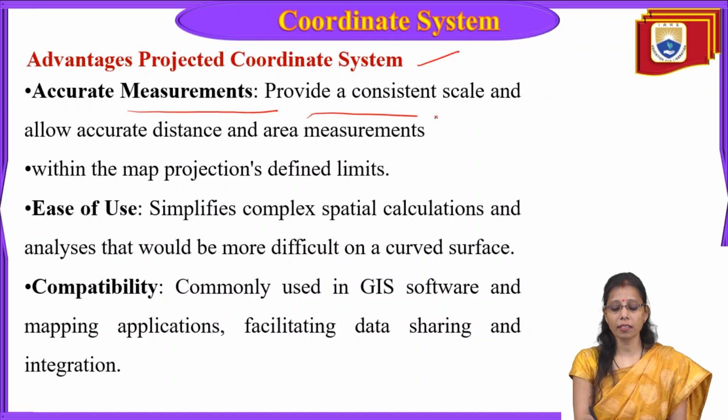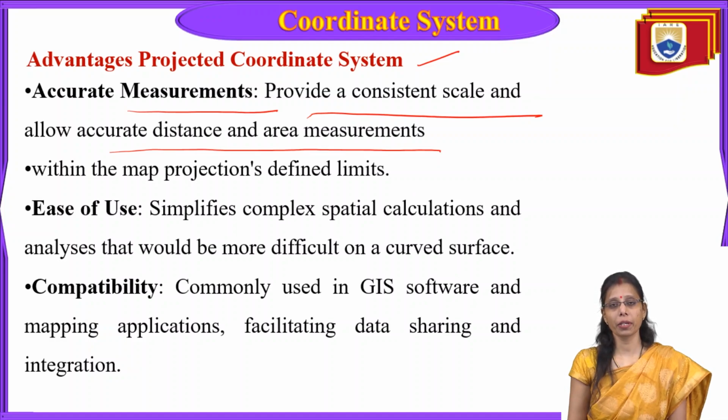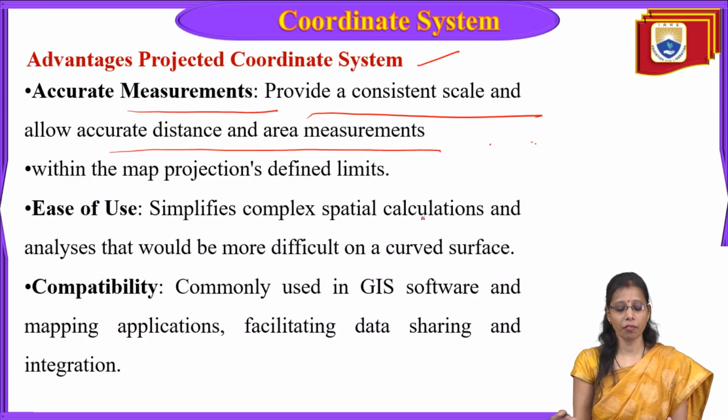It provides a consistent scale and allows accurate distance and area measurements. When you are projecting the image from 3D to 2D, it gives accurate measurements because it's a mathematical transformation. It's not just converting the real world directly to the 2D map, but the mathematical transformation helps us convert whatever distances, whatever area, whatever surface is present in the real world feature, so that it is transferred to the 2D map, within the map projection's defined limits.